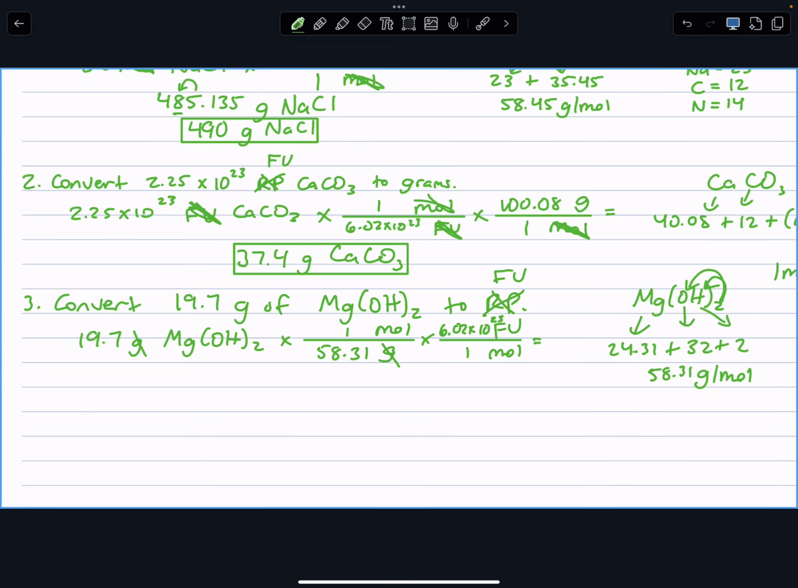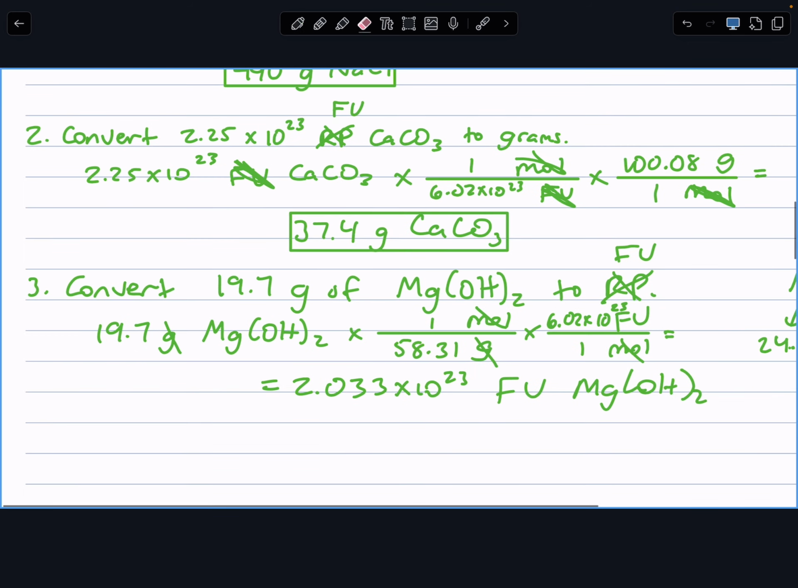What do you get when you multiply this and divide by 58.31? You get 2.033 times 10 to the 23rd. My moles cancel out. My grams cancel out. I have formula units of MgOH2. How many sig figs should I have?